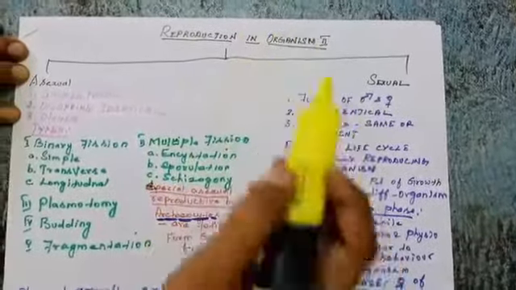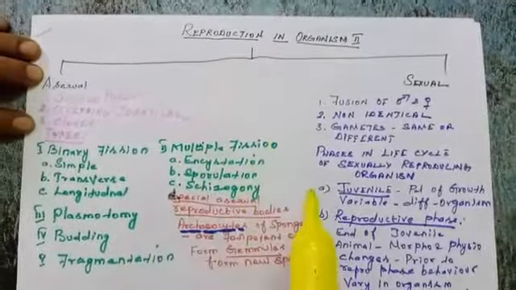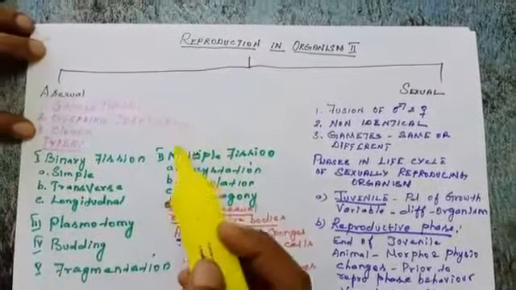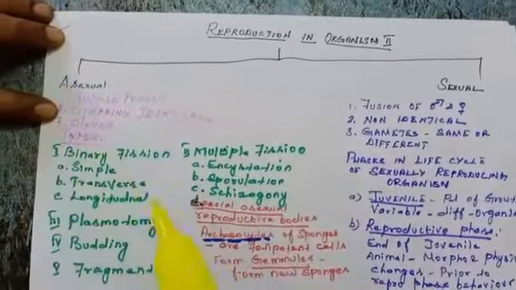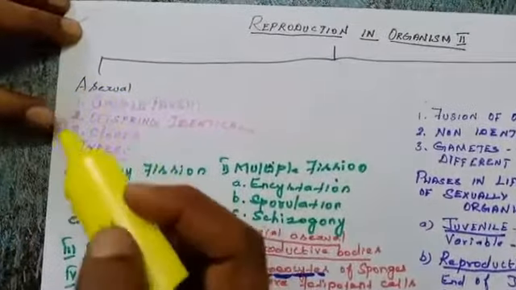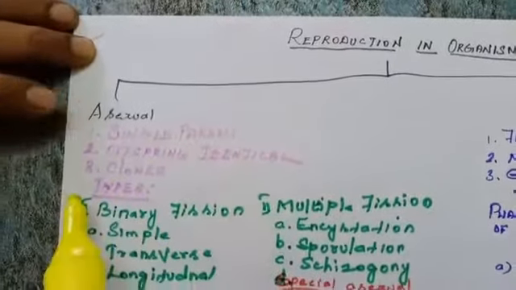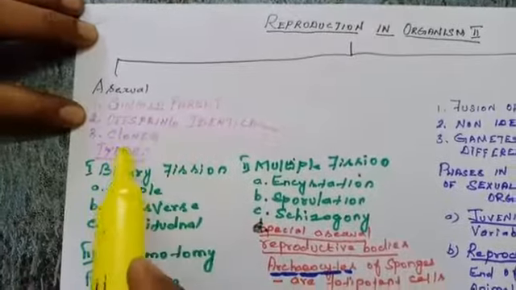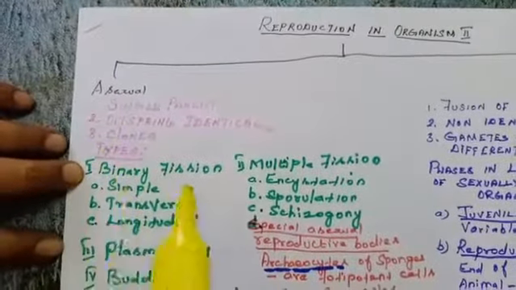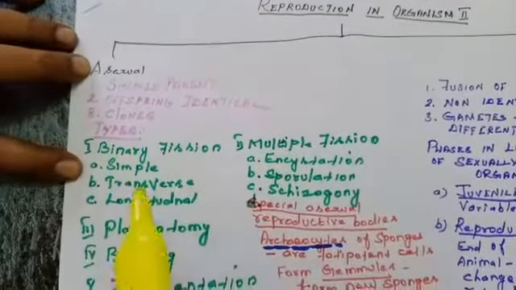Reproduction in organisms, second part. We already explained what reproduction is. Let us see the types of reproduction: asexual reproduction and sexual reproduction. This is a repetition. In asexual reproduction, only a single parent is involved. Offspring are identical, especially genetically, so they are called clones. Let us see the types of asexual reproduction in animals.